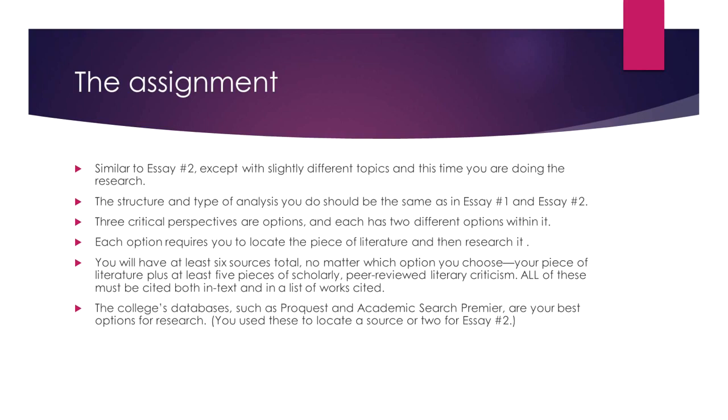And for your pieces of literature, you don't need to go into the databases or anything like that. You can just find those on the good old internet. But then after you locate and read your piece of literature, you'll also be required to research it. And to research it, you'll probably want to be using the college's databases like ProQuest, Academic Search Premier, stuff like that. I believe all of you used those, or should have used those, to locate the secondary sources that were listed for each essay kit.